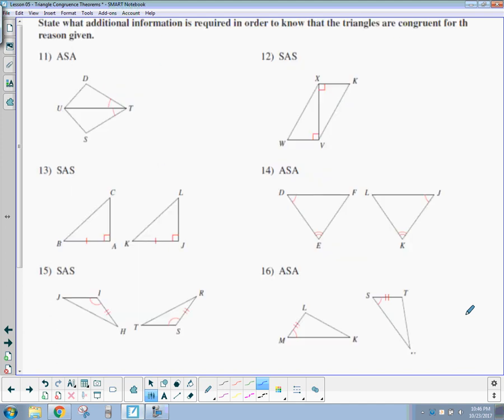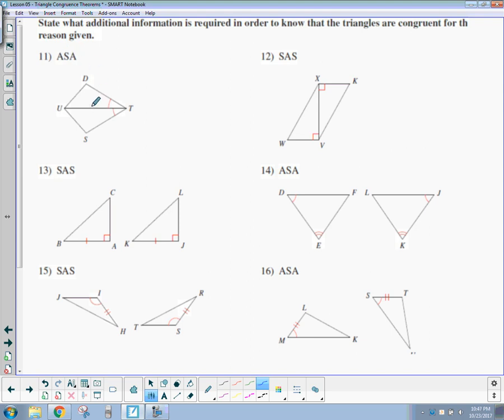Again, state additional information required in order to know the triangles are congruent for the reason given. So pause the video, this is just like the worksheet before, and give it a shot. Alright, we're back. So we have angle, side, angle, reflexive property. We don't need to state that one.